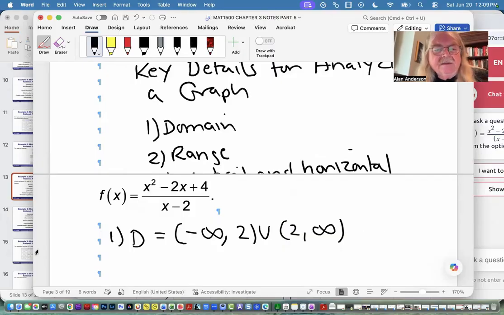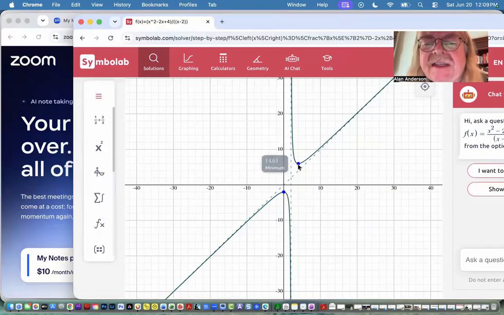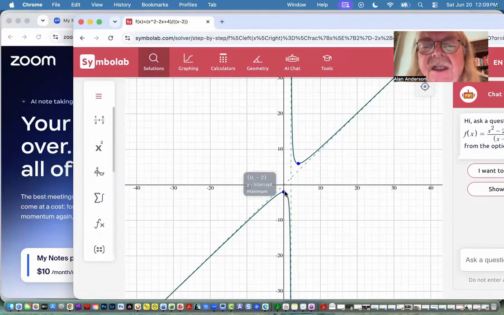Now, the range is going to be a little bit trickier because, as you can see from this graph, there's a gap in here between the relative minimum and maximum. So here you can see, and we'll find this in a few minutes ourselves, with the relative minimum, y is equal to 6, and here it's negative 2. So the gap in between is not part of the range.